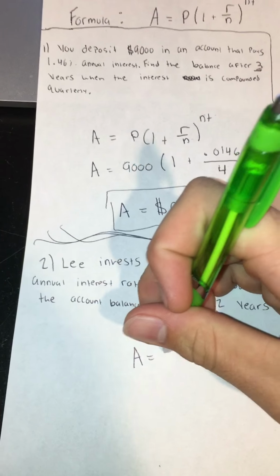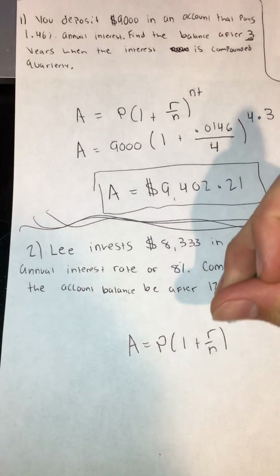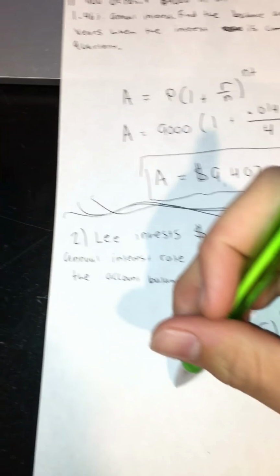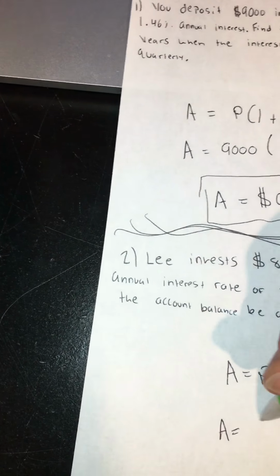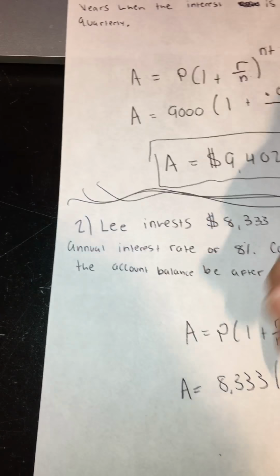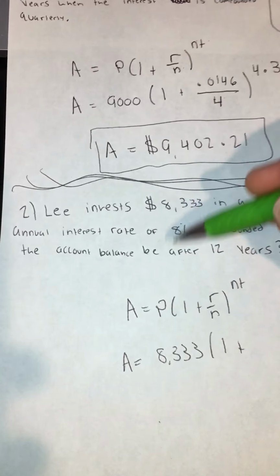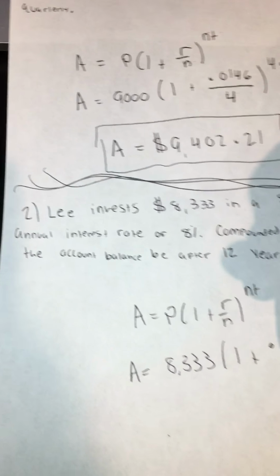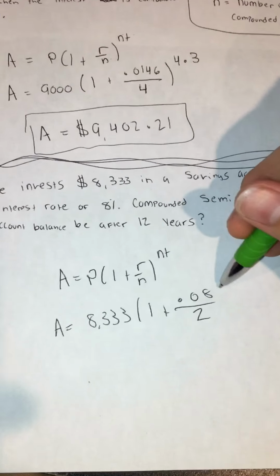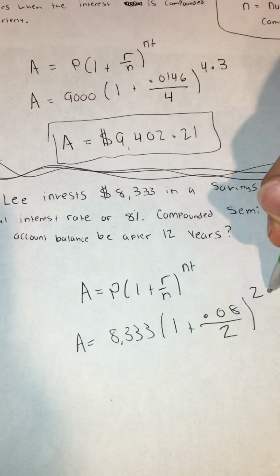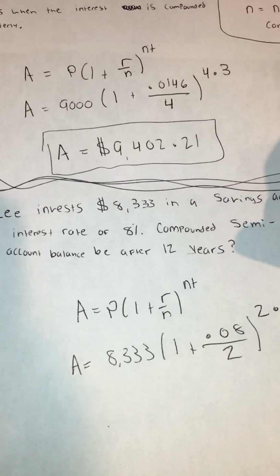So again, we're going to start off A equals P, open parentheses, 1 plus R over N, close parentheses, to the NT power. A equals, we're looking for P, which is the initial value, and that's $8,333. Open the parentheses, 1 plus the rate, move the decimal over 2 places, now we have 0.08. Semi-annually means 2 times per year, so we're going to do 2, close the parentheses, take that 2, put it right back up top where it was, and we're going to be multiplying it by the number of years, which is 12 years, so 2 times 12.